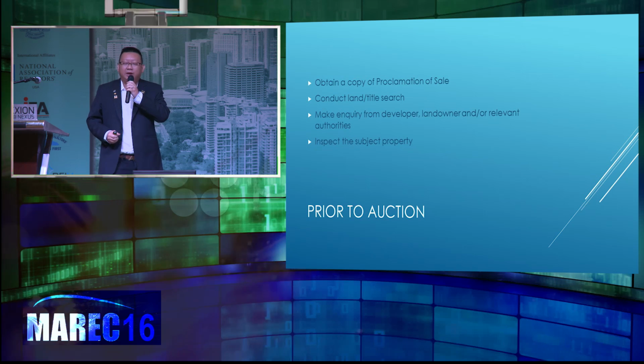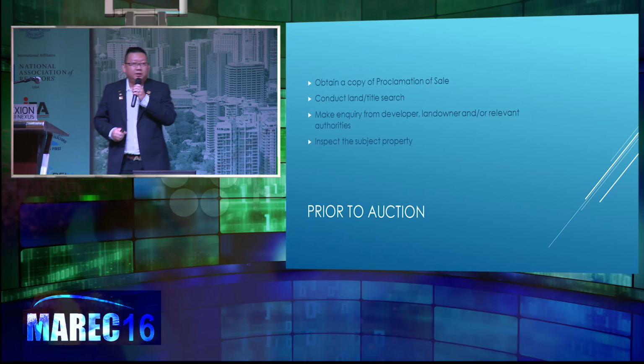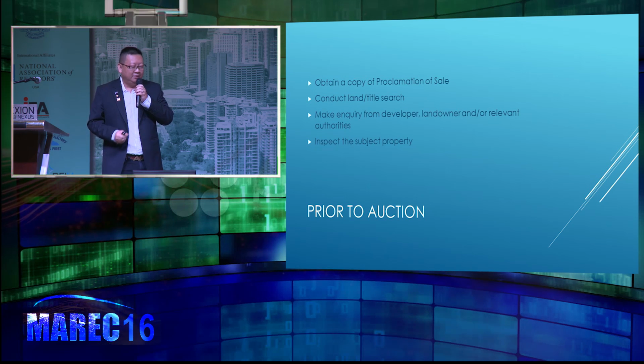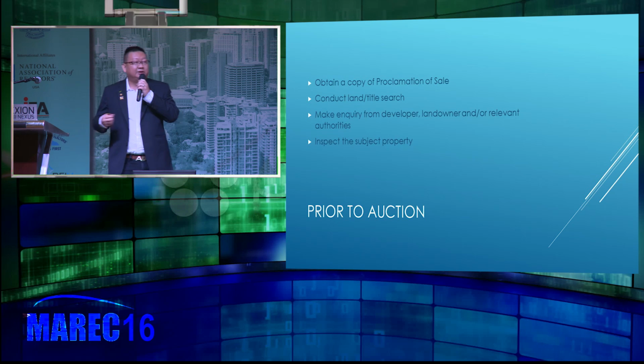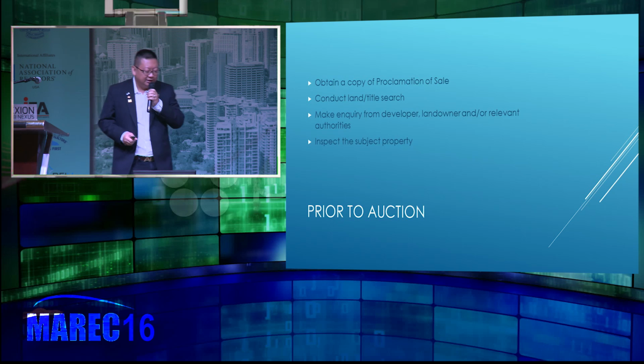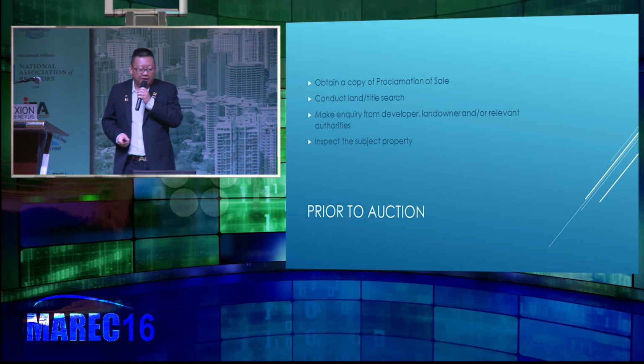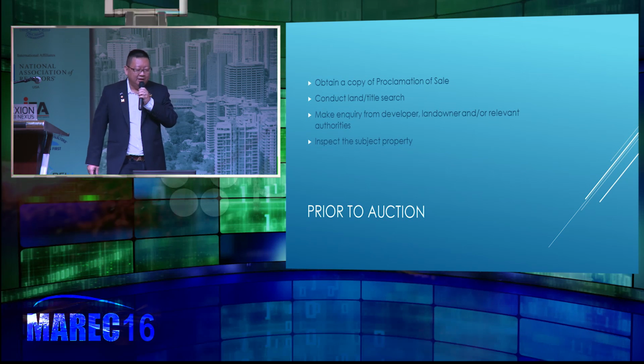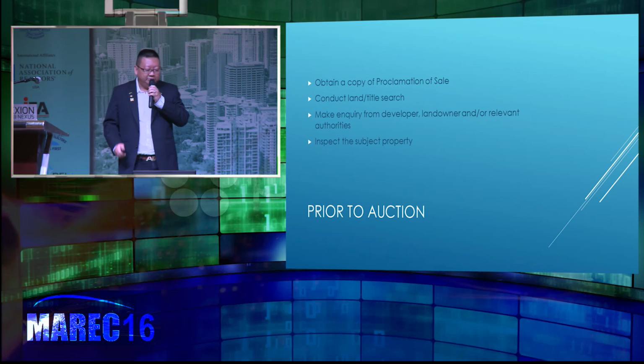So prior to auctions, this is what you should do. You obtain a copy of the proclamation of sale. You conduct a land title search to see if there's any encumbrances. You make inquiries from developers, landowners, or relevant authorities, and you inspect the subject property.